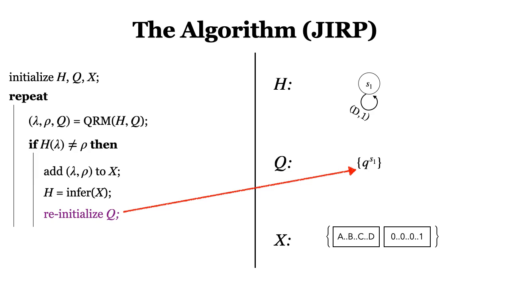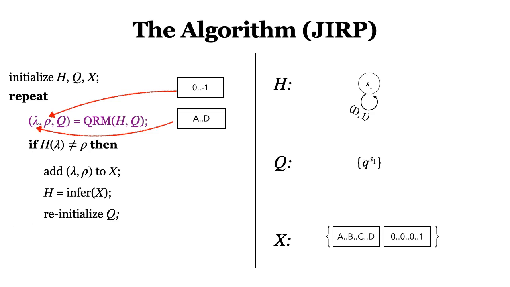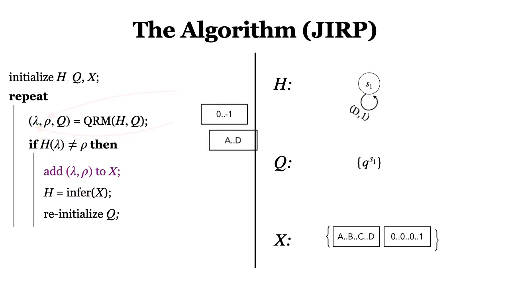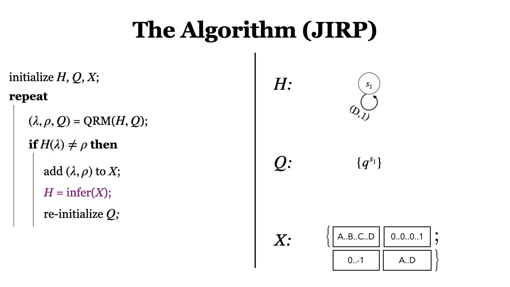Finally, we reinitialize the set of Q functions. We repeat the procedure by performing another episode of Q-learning with the reward machine. Assume that this time we saw labels A, D and were rewarded by 0 and -1. Now again, we compare the experience with the current hypothesis. They are clearly not consistent. The machine H will always give us 1 upon seeing D. Thus, we add this experience to the set X and run the reward machine inference again.